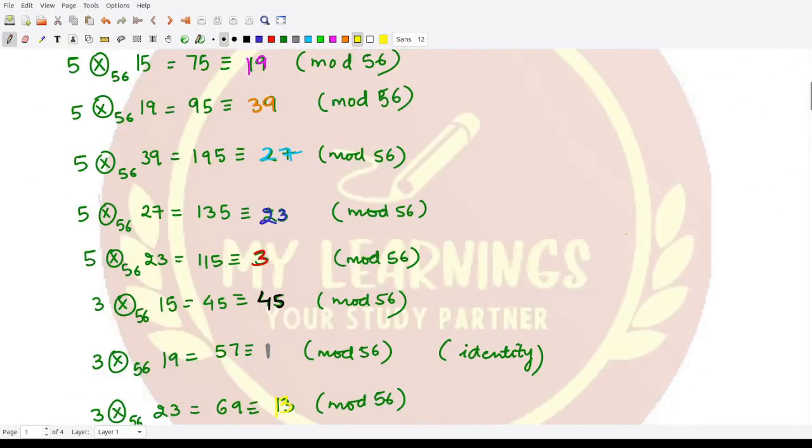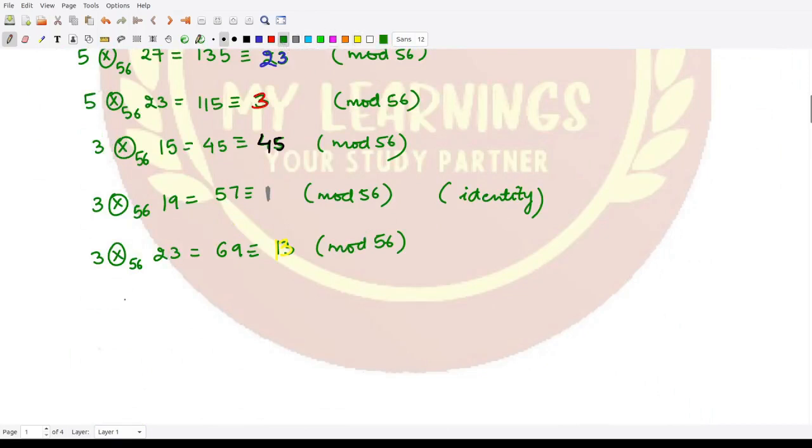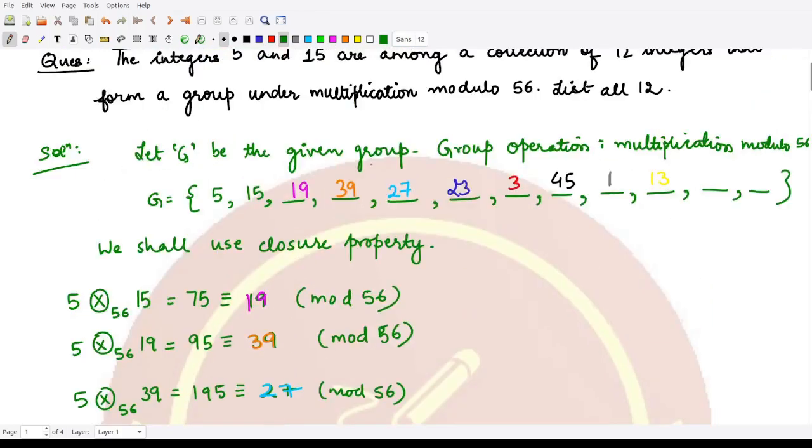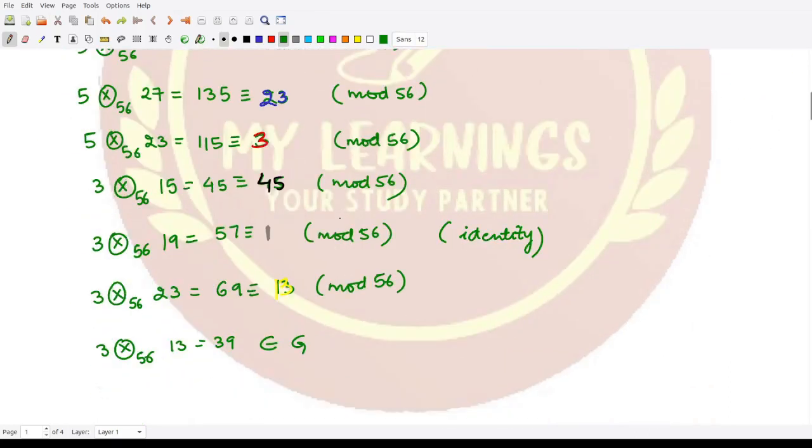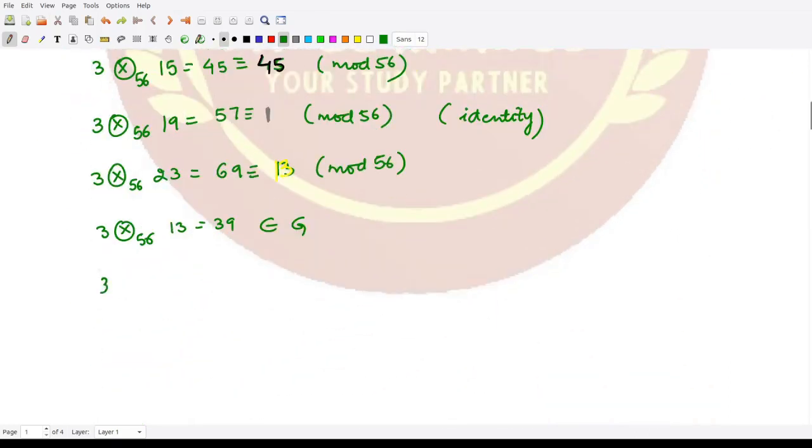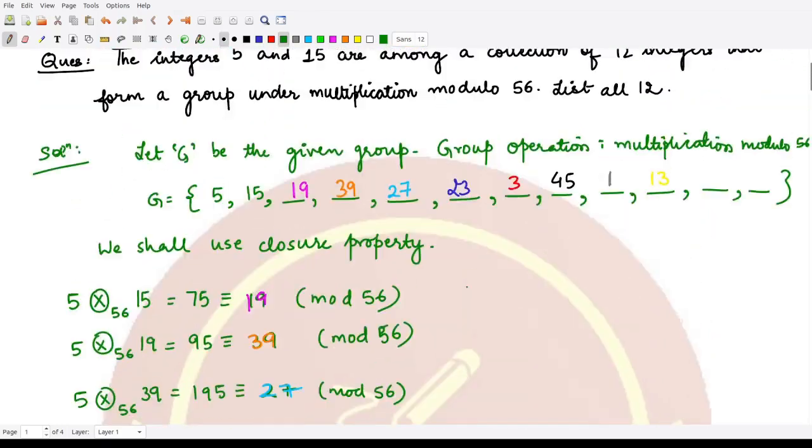Next, you can compute the calculation with 13. So 3 multiplication modulo 56 with 13, it is equal to 39, which is already present in your group, right? 39 is already present, so we'll not write it. We have a repeated member here. Next we can calculate 3 with 39. That is not what we have already calculated. 3 with 39, it is equal to 117, and when you compute it under mod 56, so it is equal to 5. Now this is also present within G, so no need to write it here.